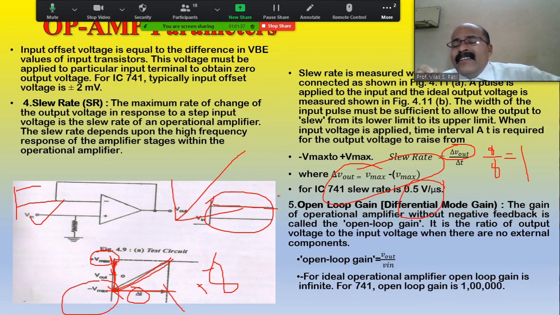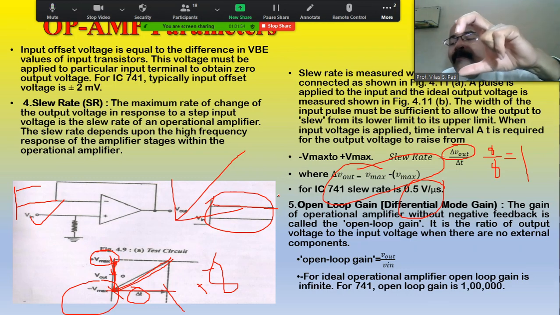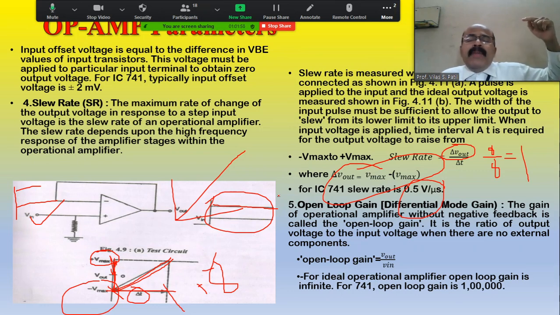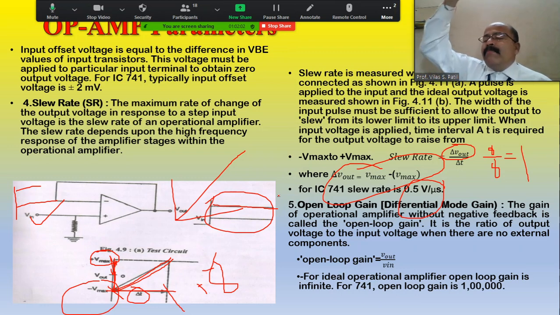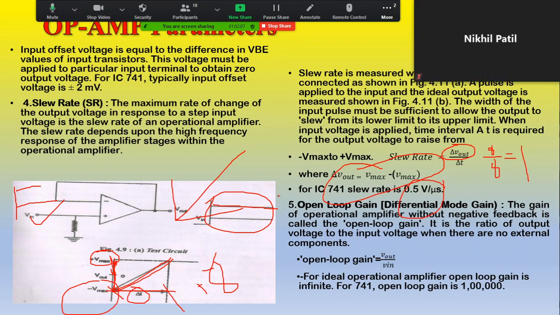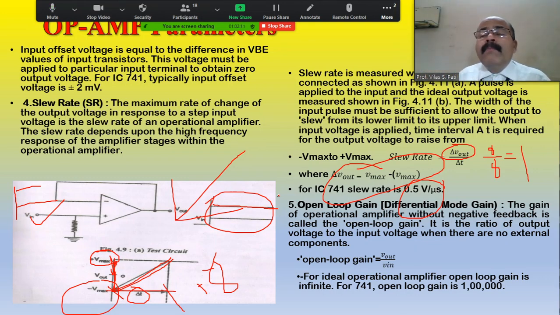Here, the slew rate is the ratio of variation in output voltage, that is the delta V out. And delta V out is the plus V max minus minus V max. म्हणजे मॅक्सिमम मायनसला किती जातं आणि मॅक्सिमम प्लसला किती जातं. मॅक्सिमम मायनसला मायनस व्ही मॅक्स, मॅक्सिमम प्लसला प्लस व्ही मॅक्स. या दोघांचा डिफरन्स कसा घ्यायचा? प्लस व्ही मॅक्स मायनस मायनस व्ही मॅक्स. म्हणजे इथं जर मी 4 घेतलं, प्लस 4 आणि मायनस 4 घेतलं, तर 4 मायनस मायनस 4 म्हणजे प्लस 8. दॅट इज द रेट ऑफ चेंज ऑफ आउटपुट व्होल्टेज.